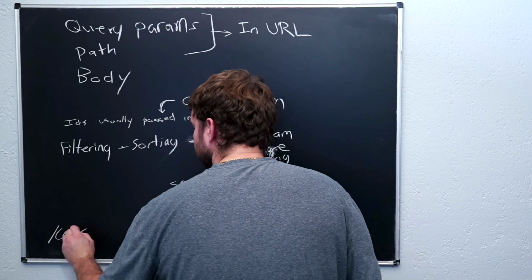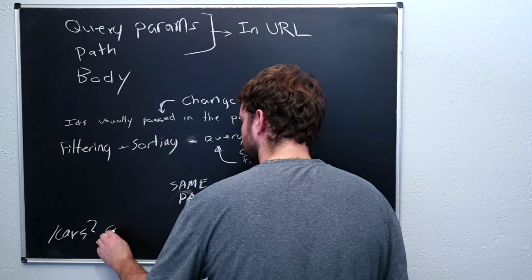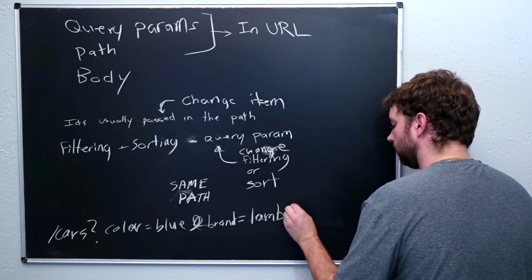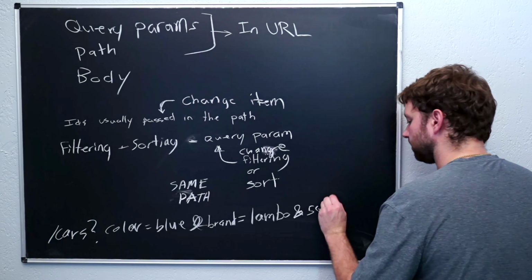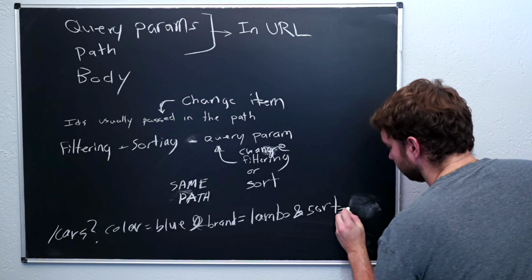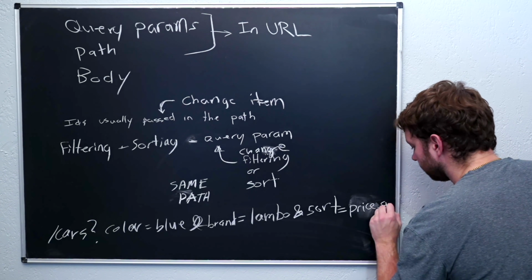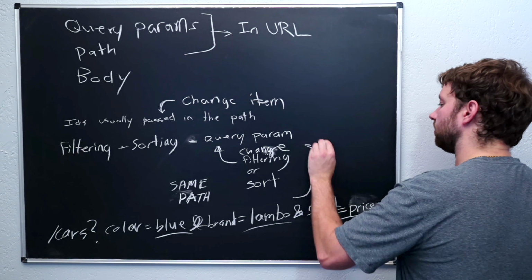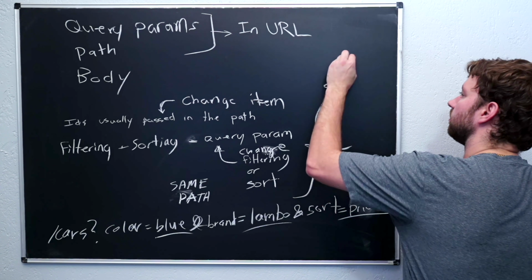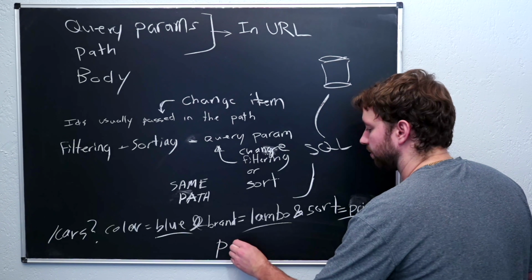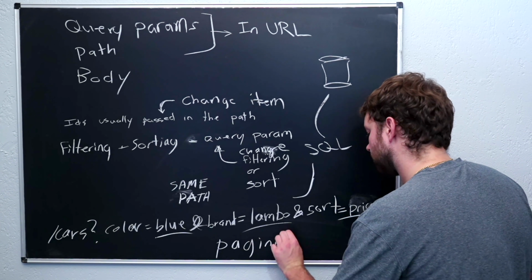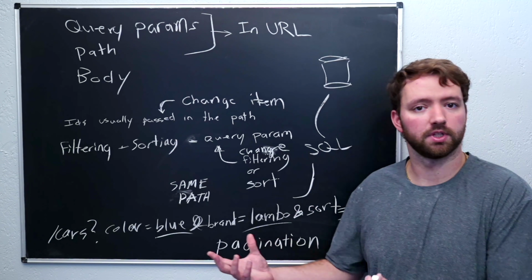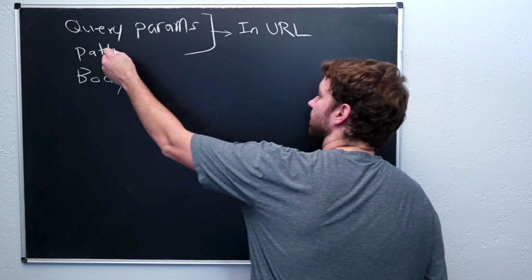Whereas for query parameters, we might have something like cars, question mark, color is blue, brand is Lambo, and sort is ascending. And we could be more specific, we could say price ascending. And then the backend could still access all of these values and use that to adjust the query to the database. You will also see this similar structure for paged data, so pagination. So you might see page 5, or you might see a limit on how many you're trying to retrieve, and so forth. We'll definitely get into that. So that's query parameters and the path.